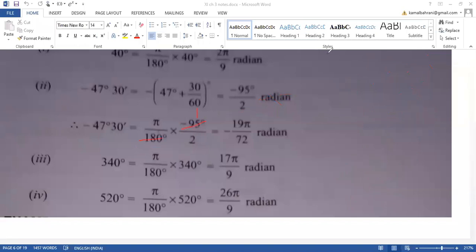5 ones are 5, 5 nines are 45. Then here 5 3s are 15, 5 6s are 30. So 19, you are having the minus sign as it is, minus 19 pi in the numerator, and 36 2s are 72 in the denominator. Is that clear?